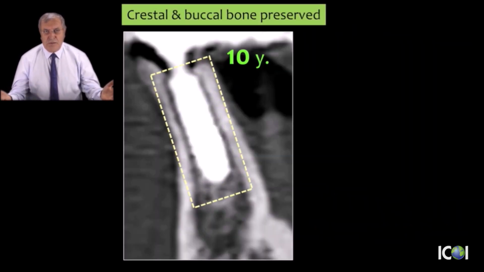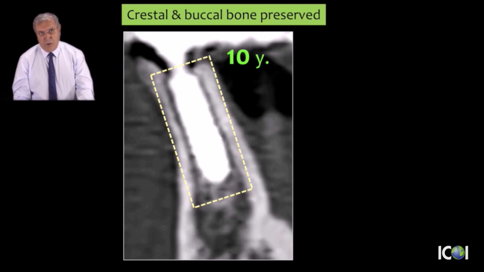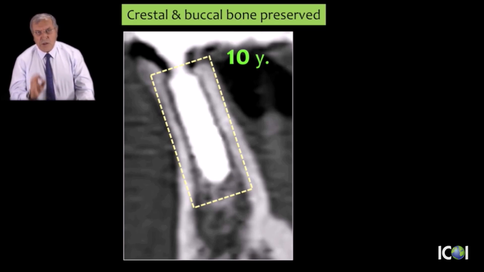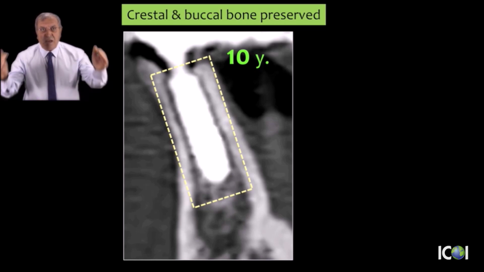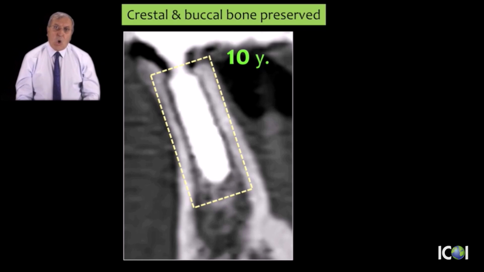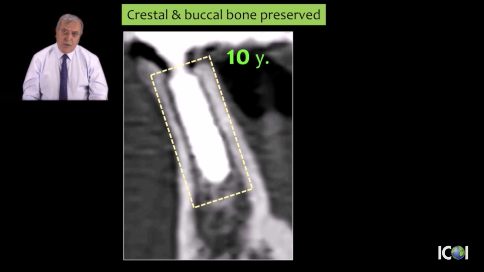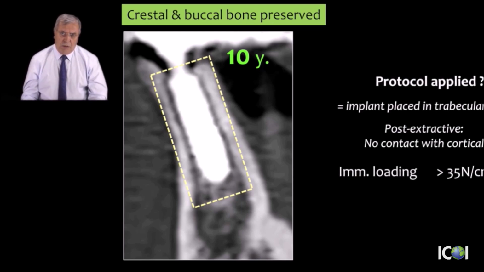One case is enough to explain. This case has 10 years of follow-up. There is absolutely zero bone loss. Why? Because the implant is in full trabecular bone. Then you can save the bone over the implant. This is how we must place an implant, with no stress on the cortical. You can load it, you can do what you want.